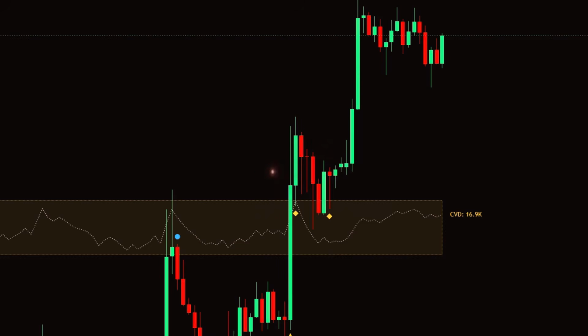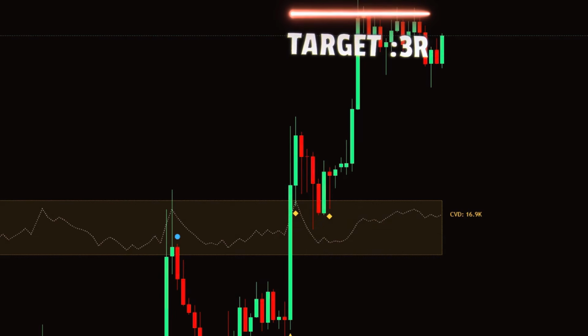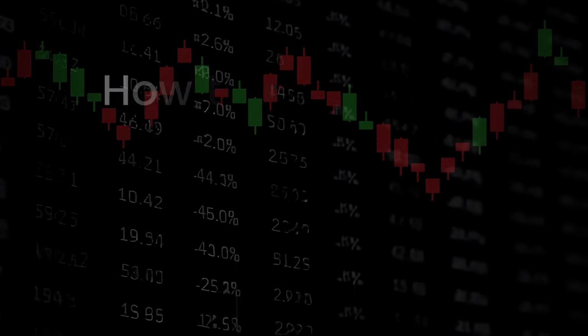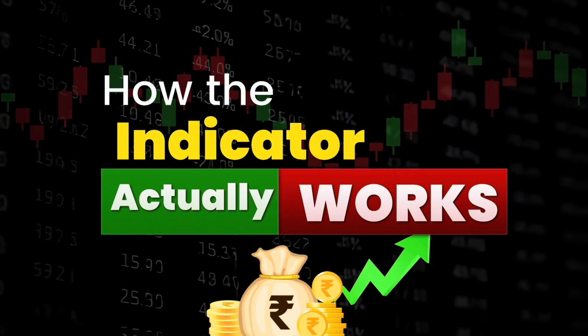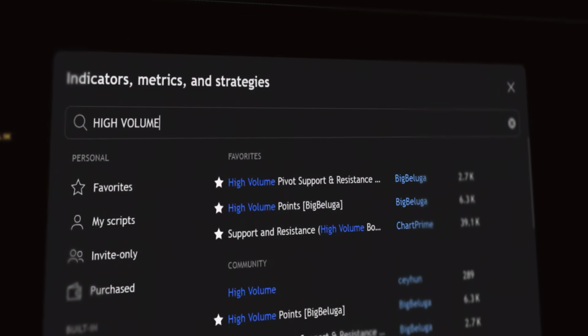The entry is taken on the retest, the stop loss is placed below the zone, and the target is typically at least a 1 to 3 risk to reward ratio. Now let's break down how this indicator actually works. The indicator is called High Volume Pivot Support and Resistance by Big Beluga.